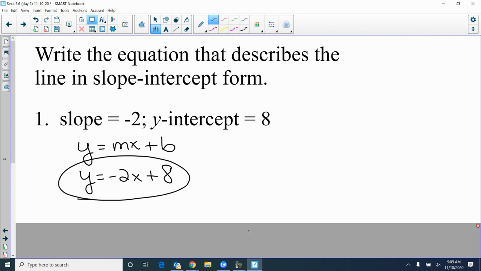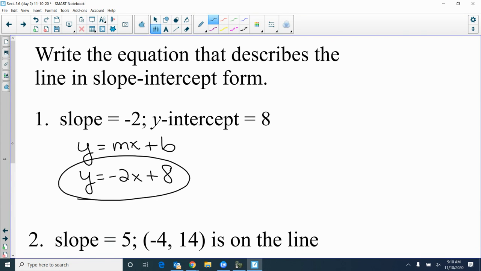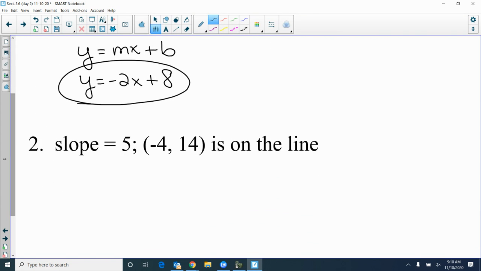So when we give you the slope and y-intercept, done. Now, the next one does require a little bit more work. And this is what we did at the very beginning of class with Mr. Schler. Slope is 5, and the point (-4, 14) is on the line. Christian, you remember how to do that? Yeah. Can I do it? Yeah, tell me what to do.